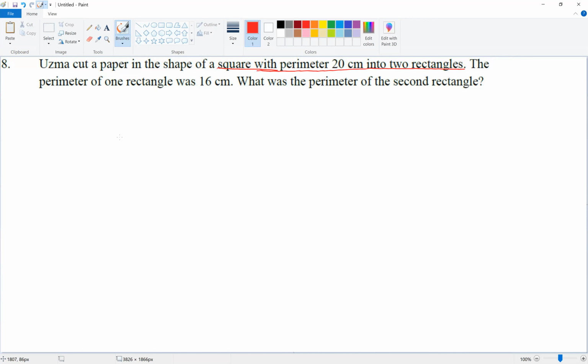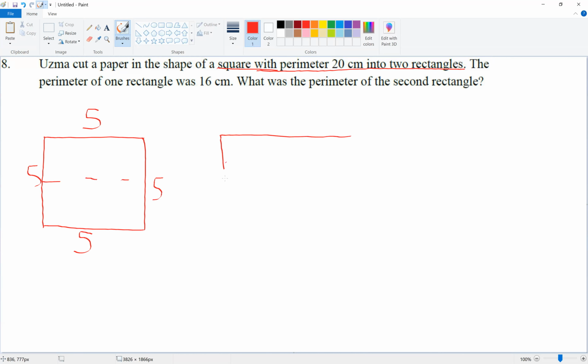So, square with perimeter 20. What are the sides? So the shape would be 5 by 5 by 5 by 5. Now we need to cut somehow to make a perimeter of 16. So what would be the other two sides? That would be 3 and 3, 5 by 3, 2, and 3.